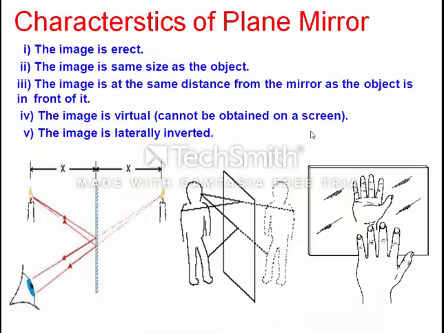We have studied the characteristics of the plane mirror. The image in a plane mirror is always erect. The size of the image is the same as the size of the object. The image is at the same distance from the mirror as the object is from it. The image is virtual and laterally inverted, meaning our left side appears to be right and our right side appears to be left.